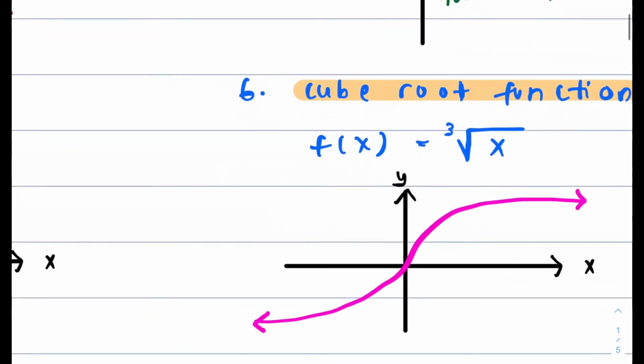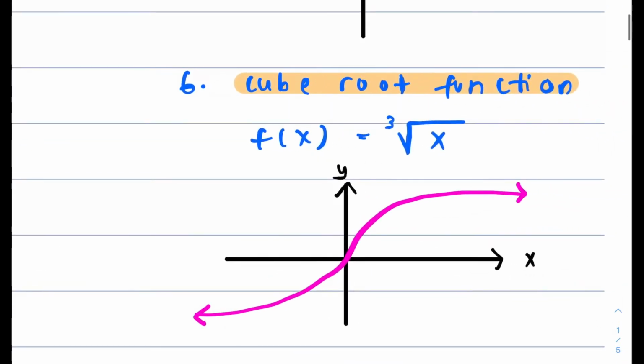And then the cube root. The cube root looks like the cubic function, but instead of going up and going down, it more likely looks like going to your right and going to your left. And the basic points would be 0, 0, and then you have 1, 1, and negative 1, negative 1. It's the same thing.